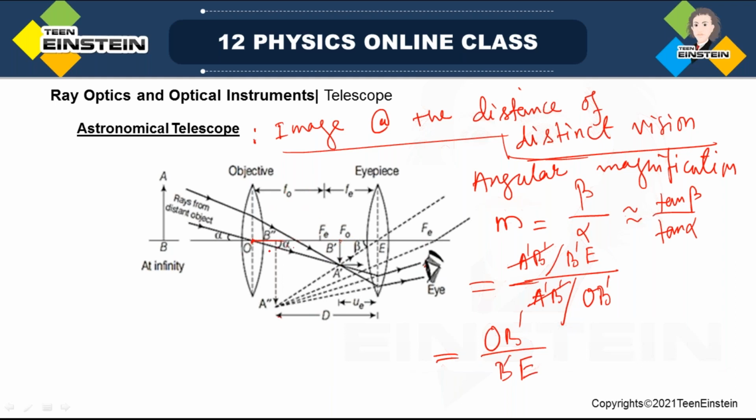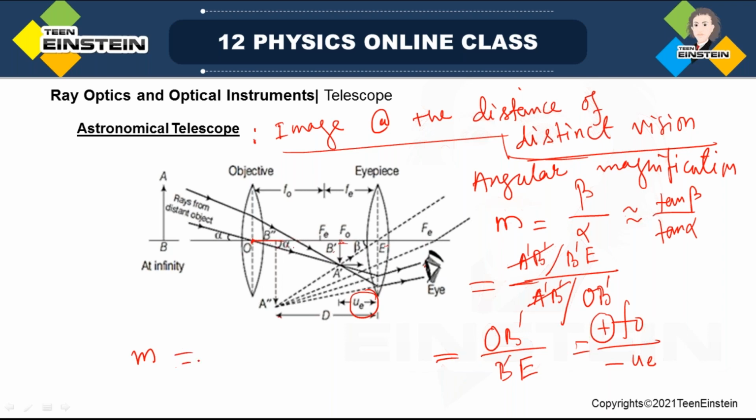So look here, this is actually up to here. This is F0. F0 means the focal length of the objective. So I can write this as F0, and according to sign convention, it is in the positive x direction, so I take positive. What about B prime E? This is actually the object distance for the eyepiece, and it is measured in the opposite direction. So I'll take this as minus UE.